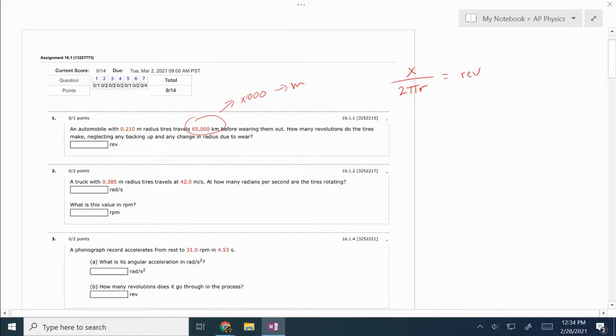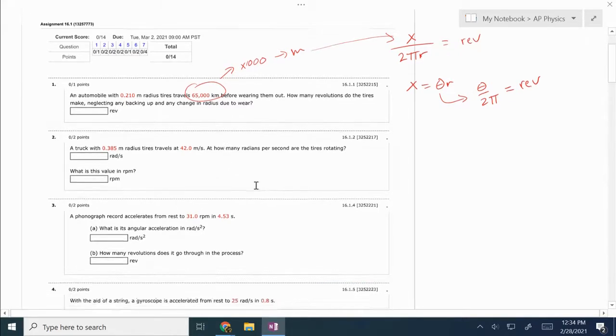The other way to do it would be to use x, where x is how far you've gone. Take x, use x equals theta r, and solve for theta. Then take that theta and divide by 2 pi to get the revolutions. So either one would work. Up to you how you want to do it.